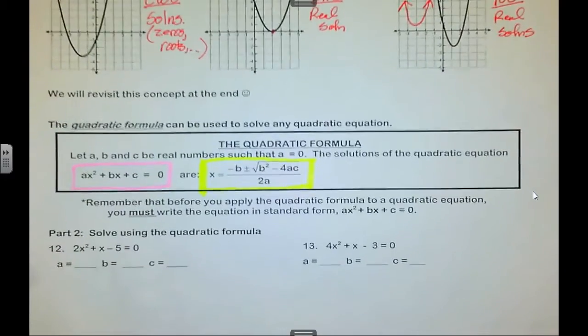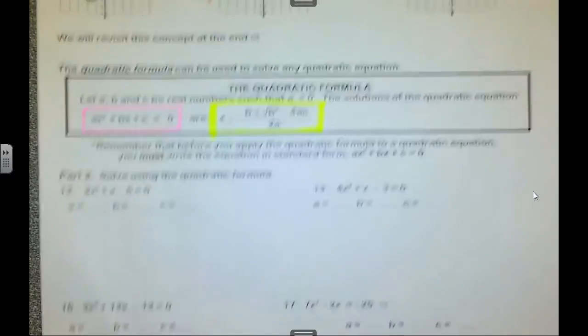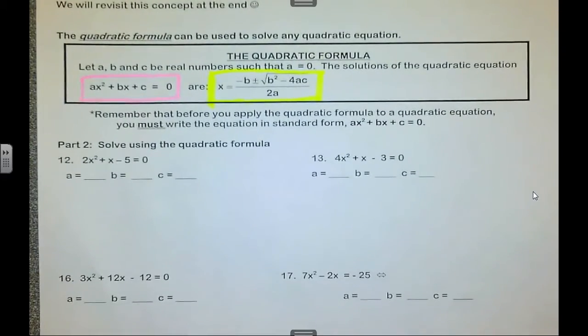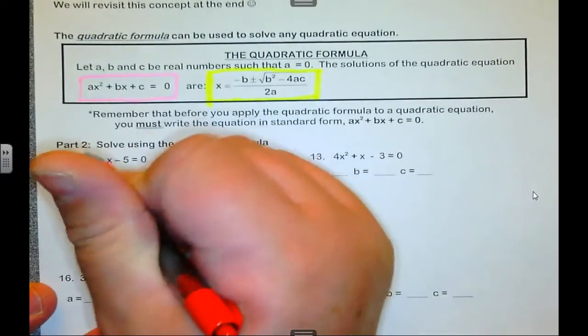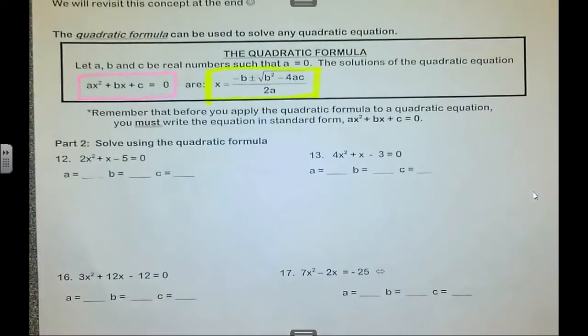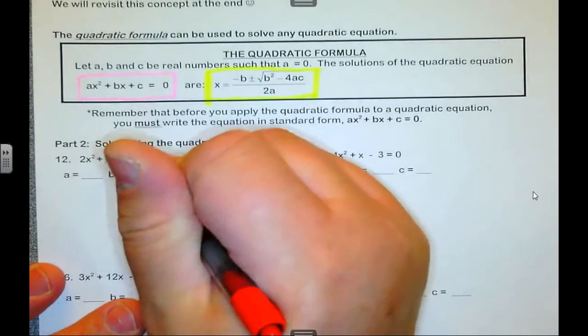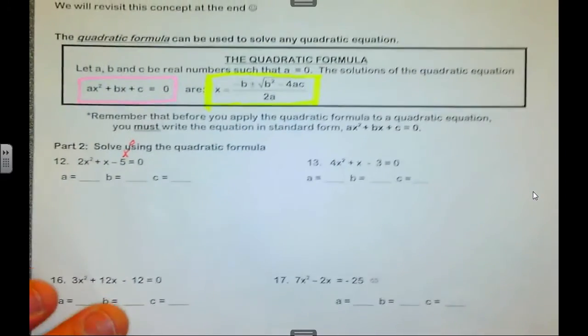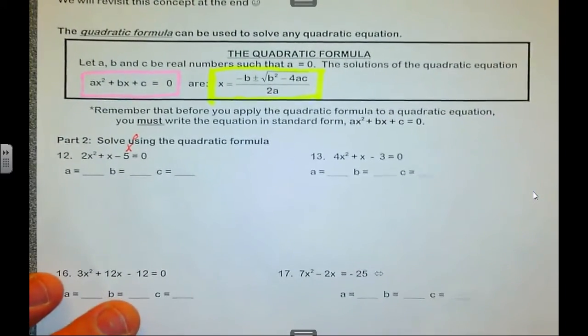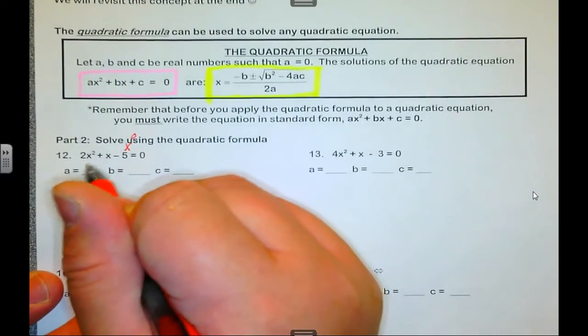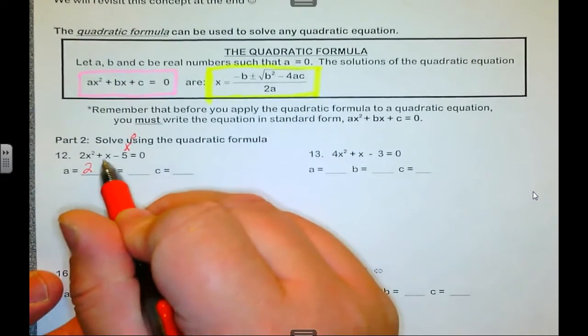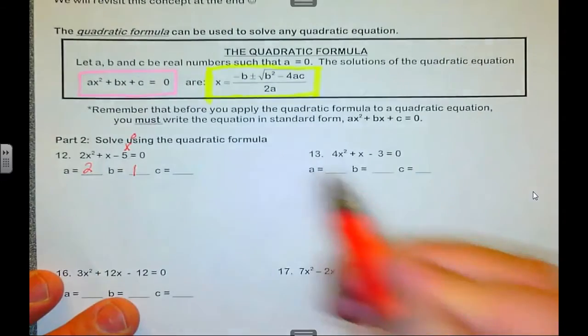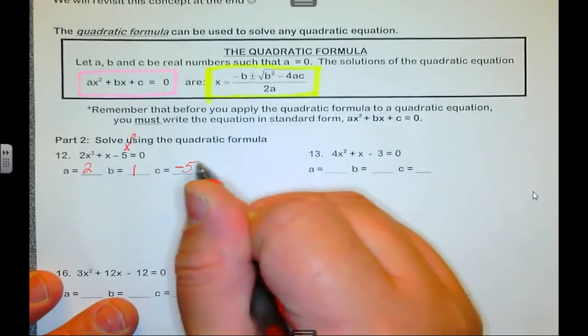Okay, so let's do a couple of examples. Remember, the coefficients of my variables are my a, b, and c. There is a variable with our constant. It just happens to be, in this case, x to the 0 power, so we don't normally put that in there. So my a is 2. My b is the coefficient of x, which is 1. And my c is negative 5.